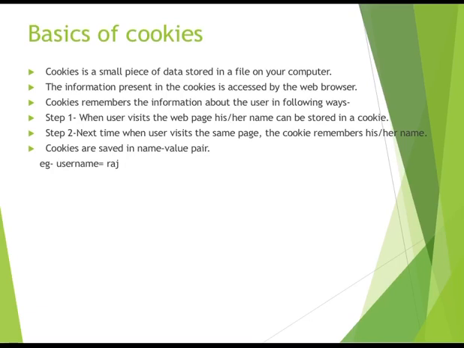Okay. So basically, cookies are saved in a name-value pair, that is, username is equal to the value. For example, username is equal to Raj. So here the name is username and the value is Raj. So basically it is stored in a name-value pair.